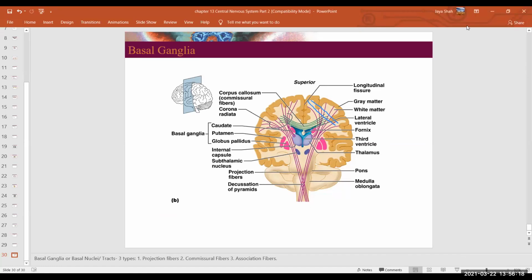Just to reiterate, the association fibers connect one lobe of the brain to another.